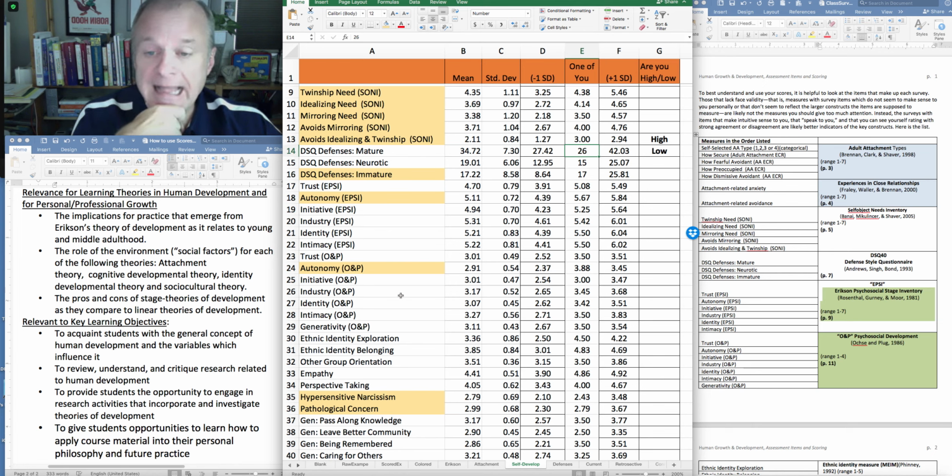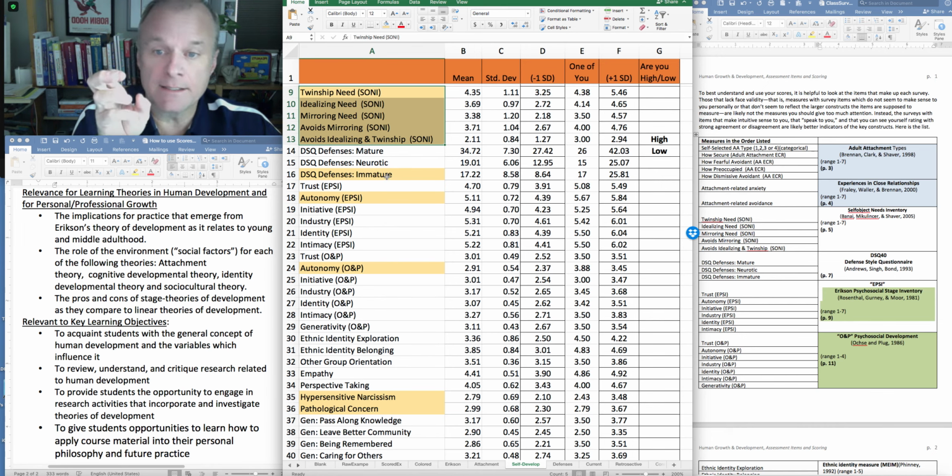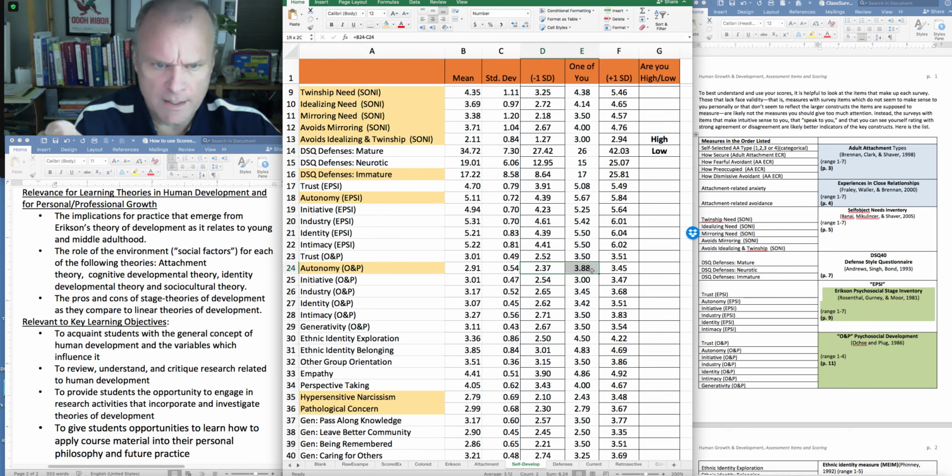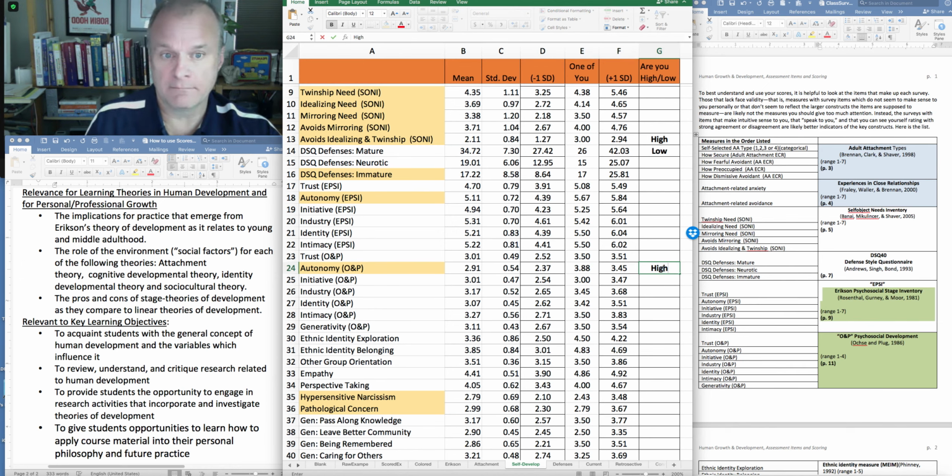defenses. As you would expect, somebody who has high self-development needs and uses a high number of immature defenses, typically correlates with a low number of mature defenses. So that's consistent. But here, interestingly, we see this person is actually high on autonomy, high-ish on autonomy here. And they don't fall in a worrisome range on these constructs.